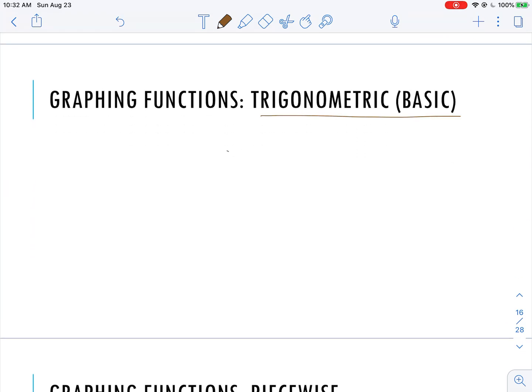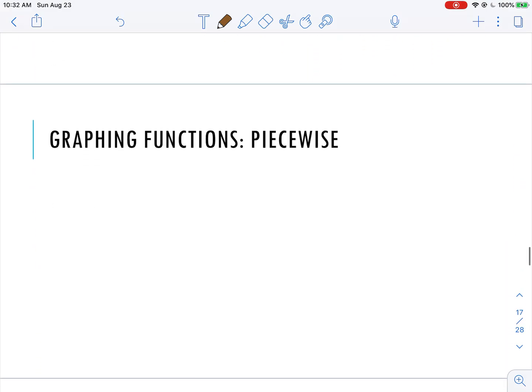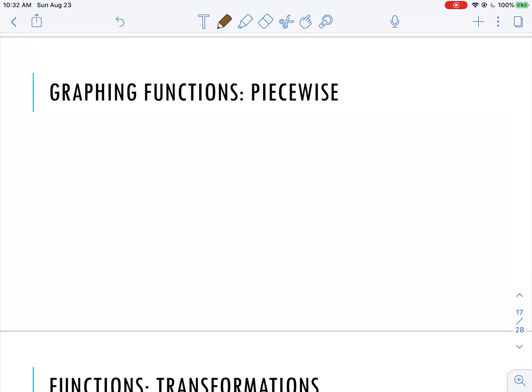All right, so graphing functions, the trig functions, they're basic ones. You go ahead and see the parent function worksheet. We did those in our last class. We did sine, cosine, and tangent. And then the reciprocal functions, secant, cosecant, and cotangent, you guys can see what their graphs look like on Desmos.